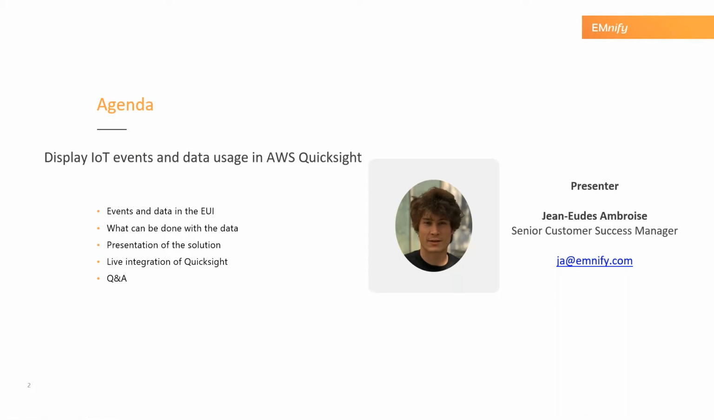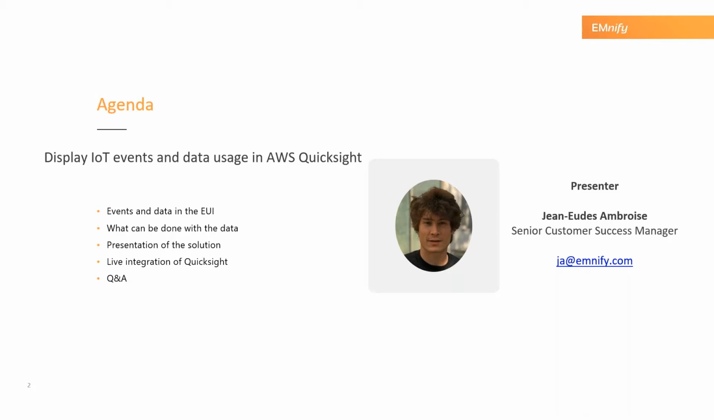And today I will show you how to display and analyze your EMnify connectivity data and events in a BI tool called Quicksight offered by AWS. We're using a tool offered by AWS today because this webinar is part of the series explaining how the EMnify data streamer works. And we've shown in the past two webinars how to integrate this with AWS tools. That's why we're going the same way today.